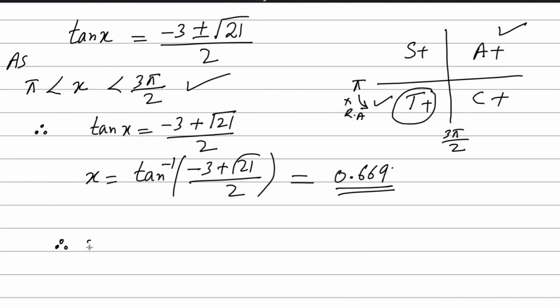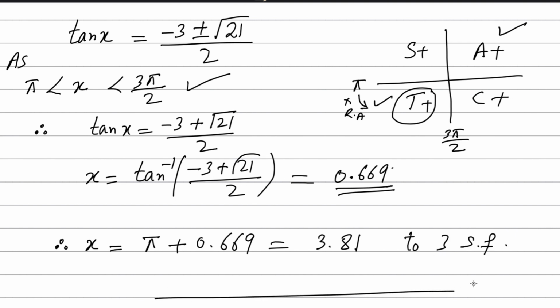Therefore, our answer will be x equals to pi plus 0.669, and we want our answer to three significant figures, so it will be equal to 3.81 to three significant figures. So this is the answer for question number 9.